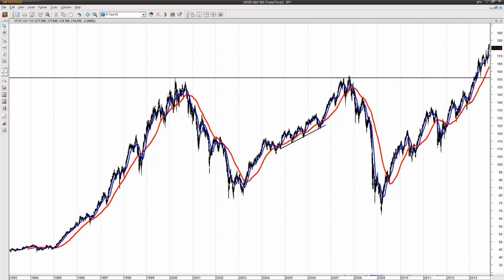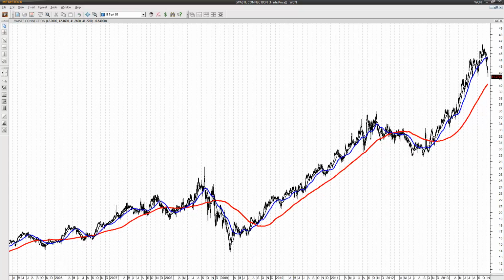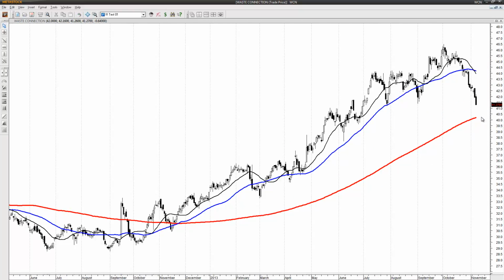Okay, first chart, Waste Connections. This chart is showing price resistance at 40. You have the 200 moving average coming in at 40.18, and then you have a symbolic number of 40. So that's my level for WCN.